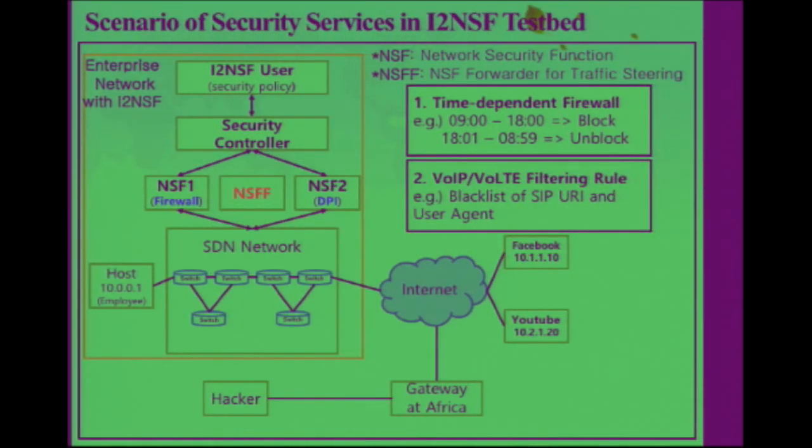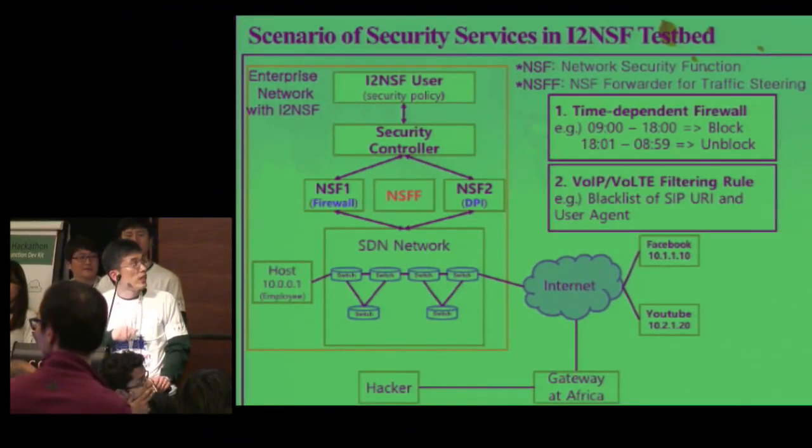This is the scenario of security services in the I2NSF testbed. You can see we have this I2NSF network, such as the enterprise network. At the top level, there is the I2NSF user, who decides the security policy. The policy is forwarded to the security controller, which is the main entity. This high-level policy is translated into low-level security policy and then delivered to network security functions such as the firewall and the DPI. Security information is also enforced using the SDN network.